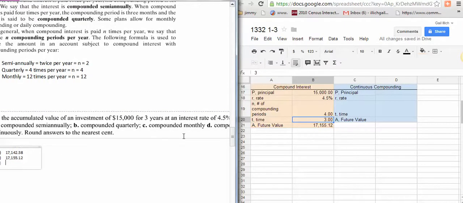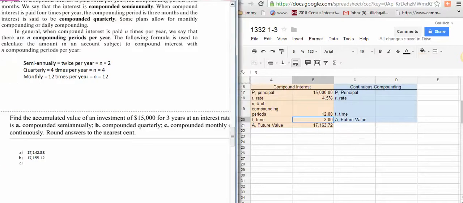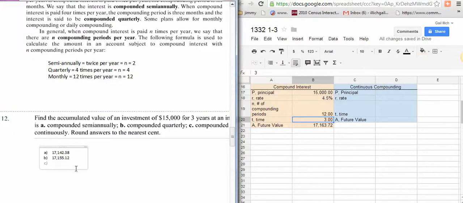Now for part C, all I have to do is change the N again. For compounded monthly, I'll change the number of compounding periods to a 12. And then I have a little bit more money, $17,163.72. So 17,163.72. All right.